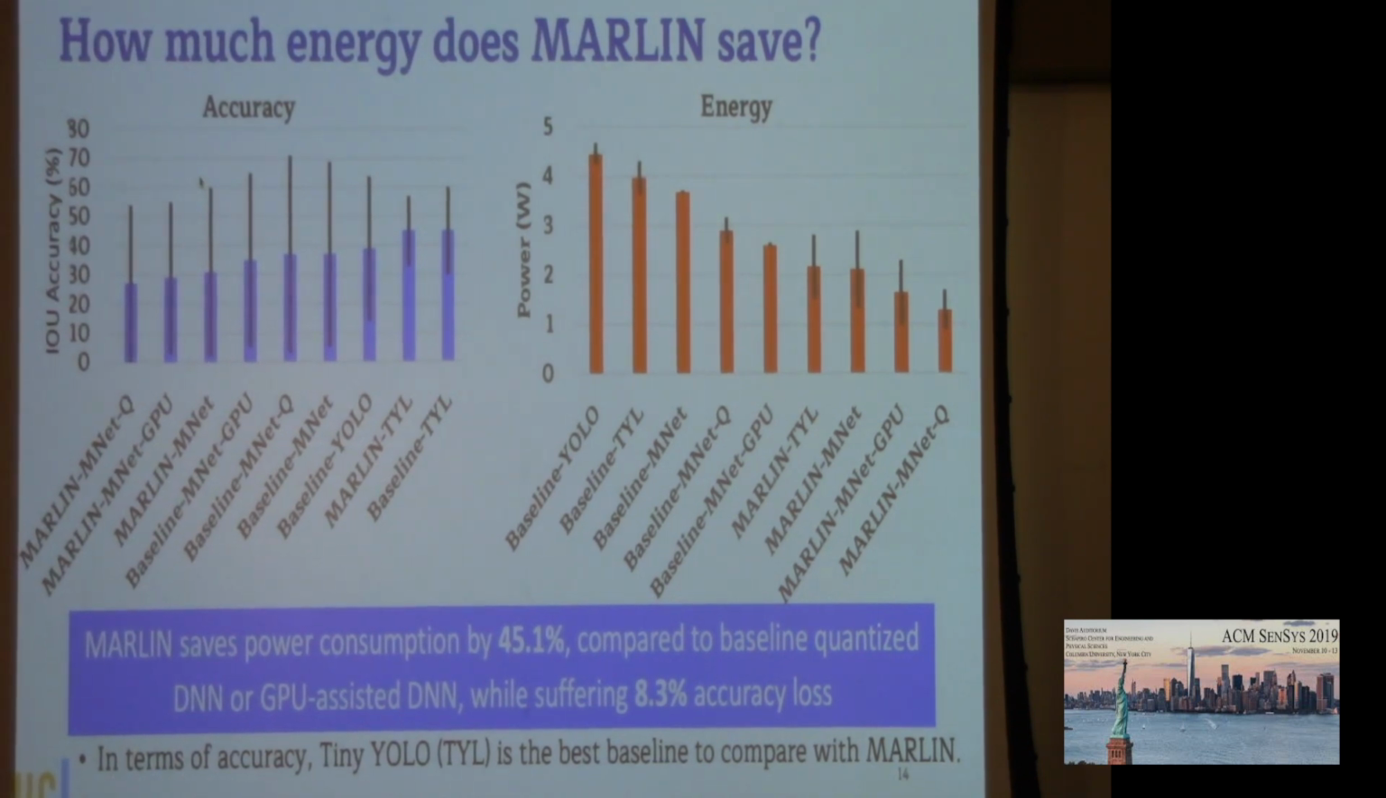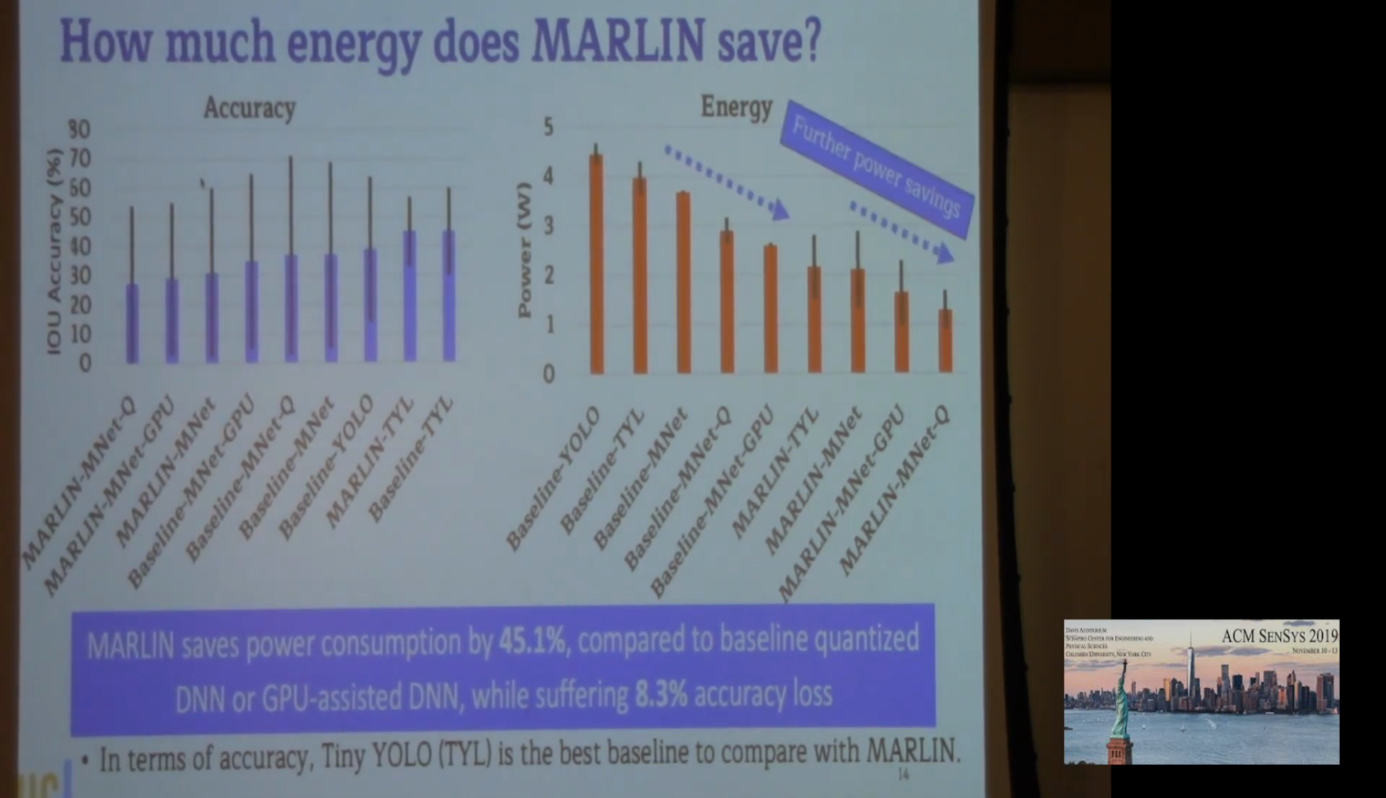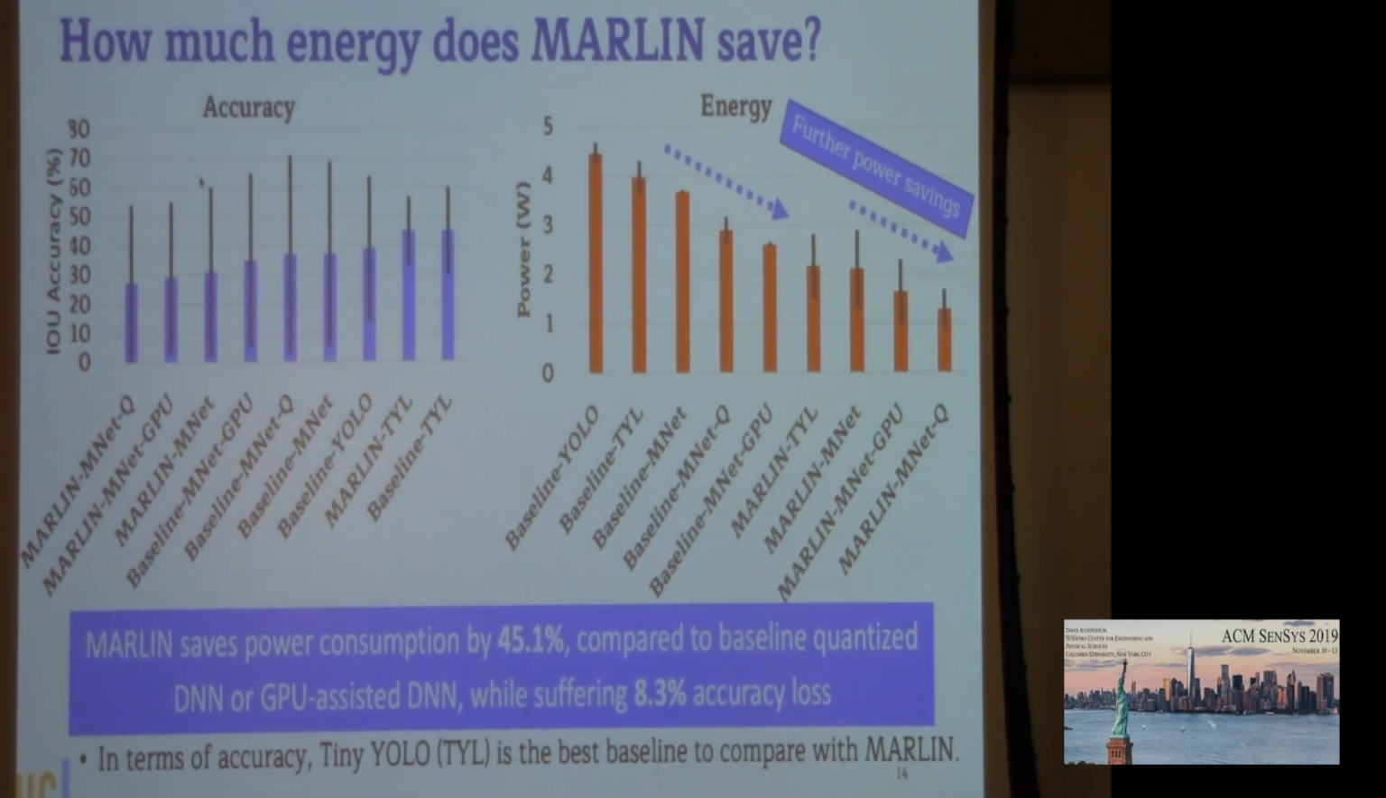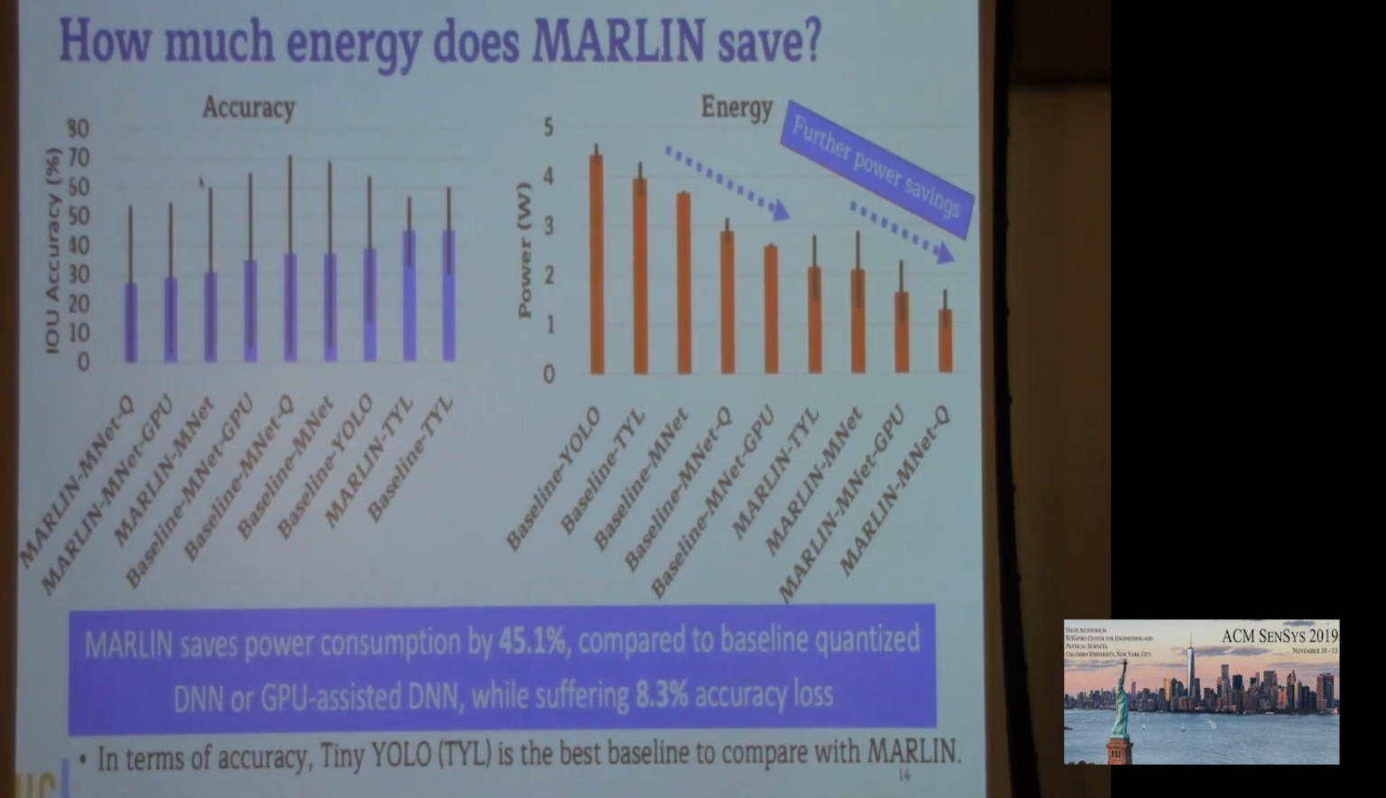So one takeaway is that you can see here on the right-hand side that quantization and GPU help save energy for the AR system. But when we plug them into our MARLIN framework, it further reduces the energy consumption. And for that, I have the number: it saved 45% of power after the GPU or quantization already saved for the mobile phone.